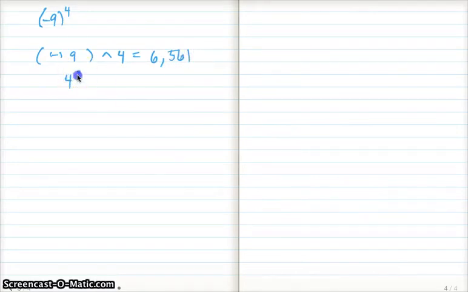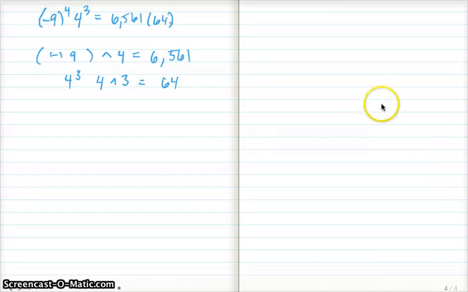4 cubed will be typed in 4 caret 3. And you could probably do that in your head because 4 times 4 is 16 times 4. You can use the distributive property there and you will get 64. And then I would have to multiply these together to get my final answer. And let me go ahead and do that. And you will get 419,904. Remember to use commas so you can read your numbers.